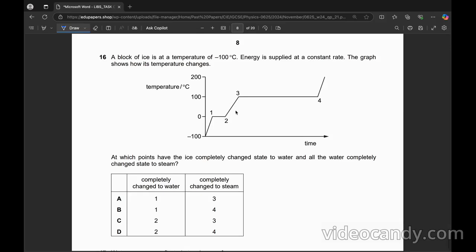When the temperature is changing, the phase isn't changing. So you have to look. Now it just asks for points, so it doesn't really matter. Because it says completely changed to water, we want to choose the upper end of the numbers. So that will be 2 and 4 completely changed, and that will be D.